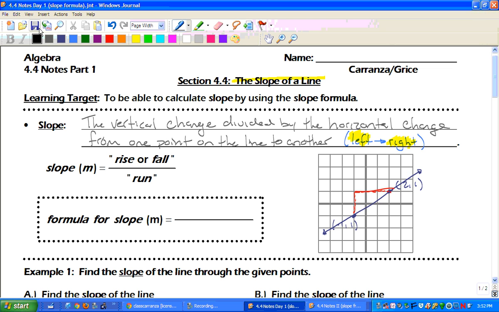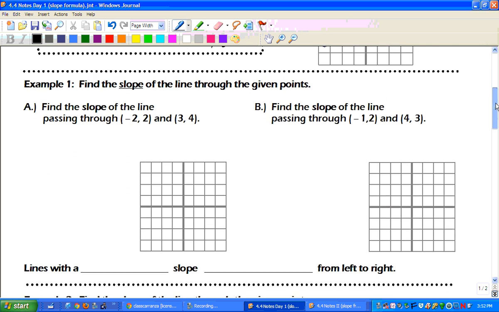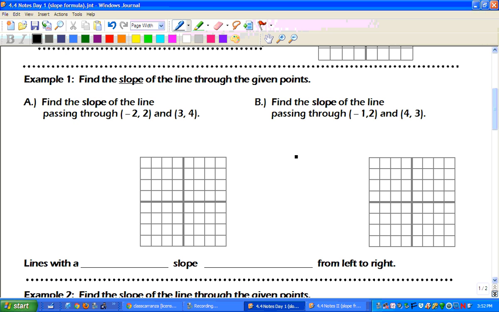The way we would find that is by using the formula y1 minus y2 over x1 minus x2. Pretty much we take the difference of the y's and the difference of the x's, and then we find our slope. Okay? Let's go through some examples. It says to find the slope of the line given the different points.